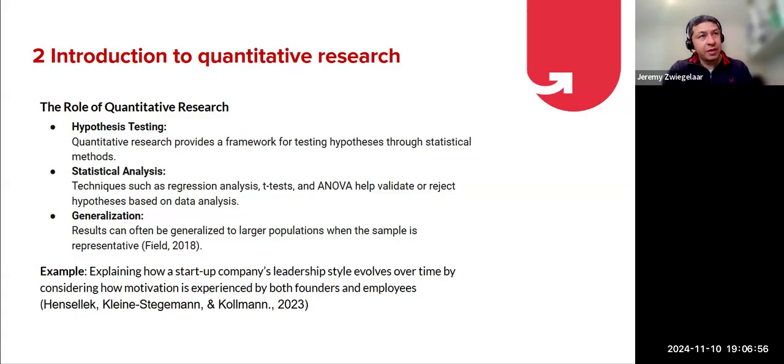We're also looking at it over time, meaning that there's some kind of longitudinal arrangement or panel arrangement. And then what's the motivation is experienced by both founders and employees. So we know that there's two different groups, right? So for this kind of analysis, we could do either regression analysis or an ANOVA, and ANOVA would cover the ideas around comparing the means of the different groups. So the mean of the founders, the mean of the employees, and looking at the leadership styles as well.